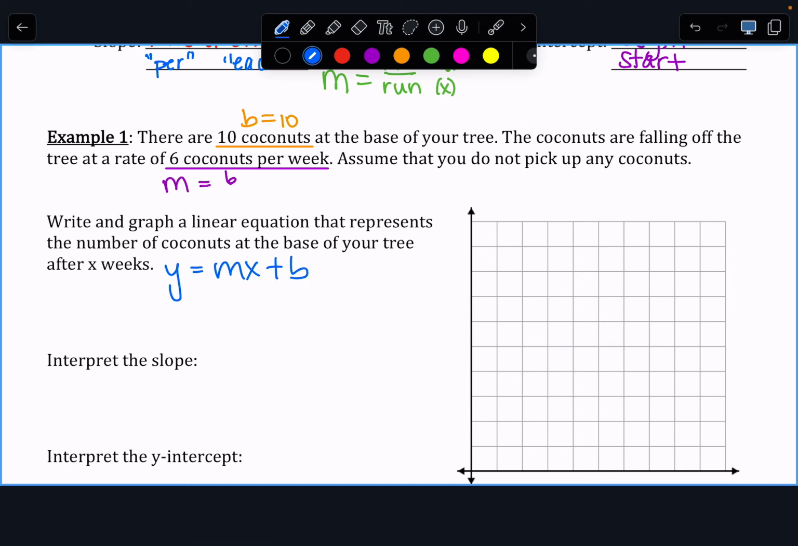y equals mx plus b. We're gonna put our slope is 6 and our y-intercept is 10. So y equals 6x plus 10.